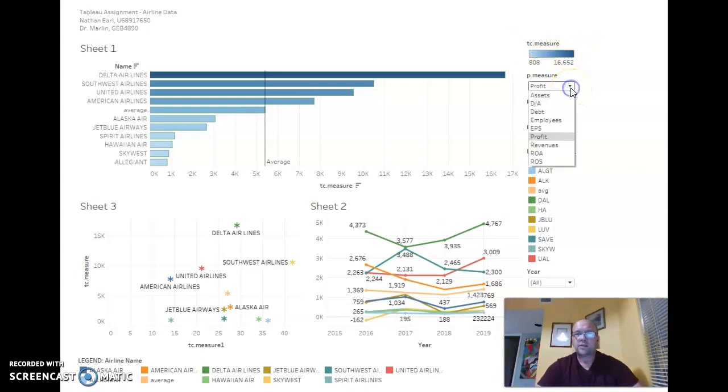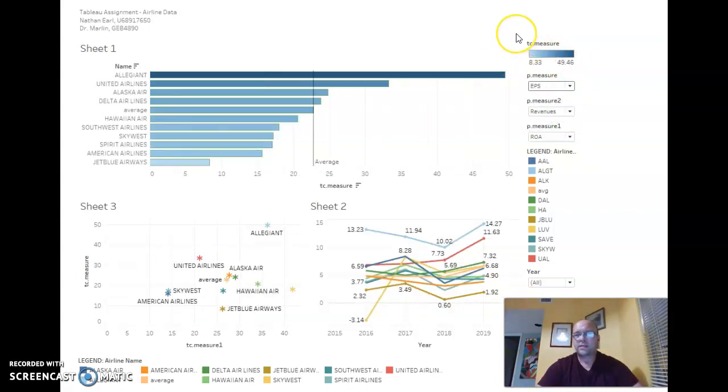The same sheet looking at earnings per share, which is a measure of overall profitability, we see a very different story, where Allegiant actually far surpasses the others on earnings per share.